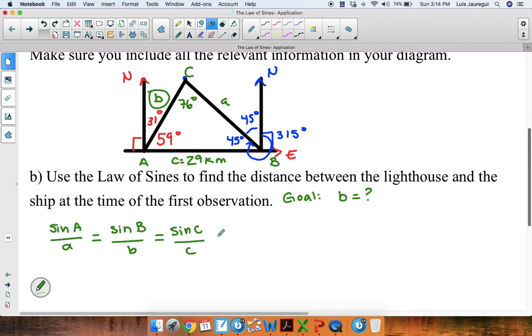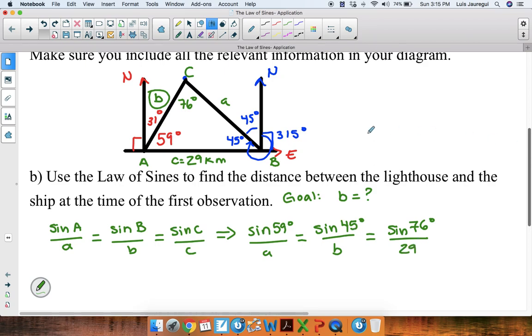Let's go ahead and substitute information based on our diagram. So we know that sine of angle A would be sine of 59 degrees over a, which we don't know what it is yet, is equal to sine of B. So sine of B is equivalent to sine of 45 degrees over b. We don't know what b is yet. And this is equal to sine of C. C is 76 degrees, so we have sine of 76 degrees all over c, which in this case happens to be 29 kilometers.